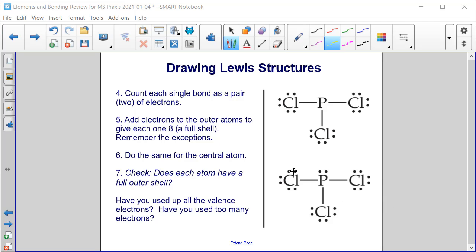So let's count. 2, 4, 6, 8, 10, 12, 14, 16, 18, 20, 22, 24, 25, 26. So we've drawn 26 valence electrons on this Lewis structure. And remember, when we added up the total valence electrons at the beginning of this problem, we needed a valence electron dot or Lewis diagram that showed 26 valence electrons. So we've used them all, and this structure is complete for PCl3.